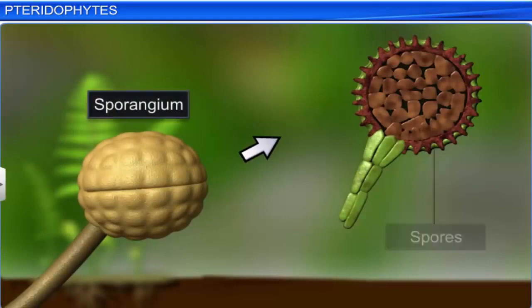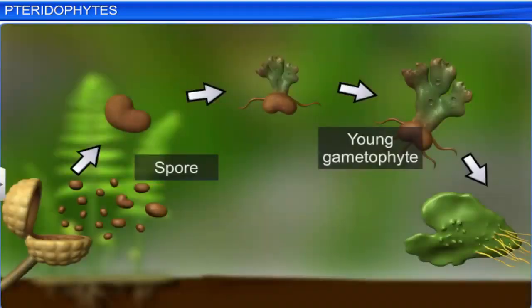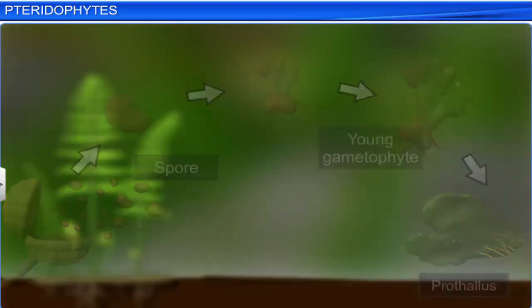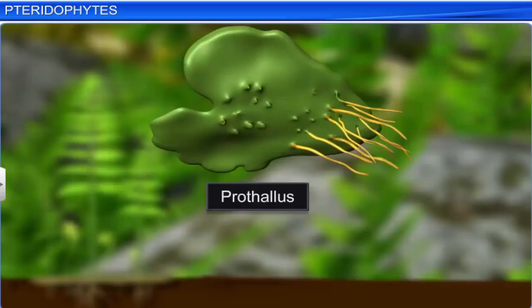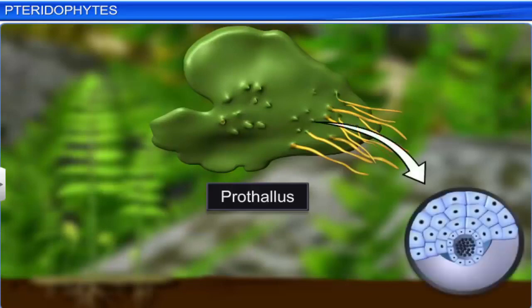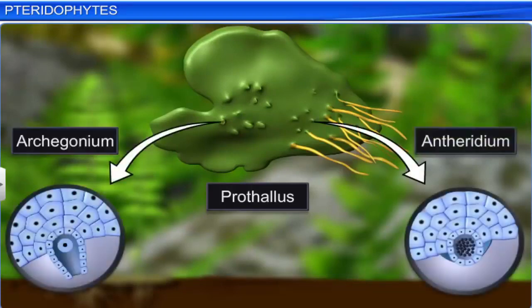The sporangia produce spores in spore mother cells by meiosis, which germinate into gametophytes called prothallus, a small, multicellular, free-living and mainly photosynthetic gametophyte which grows only in cool, damp and shady places. The prothallus also bears the male and female sex organs, the antheridium and archegonium.